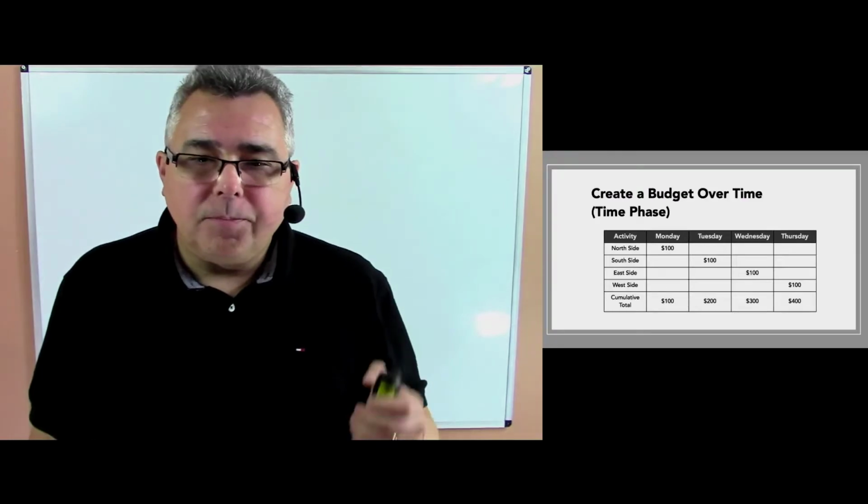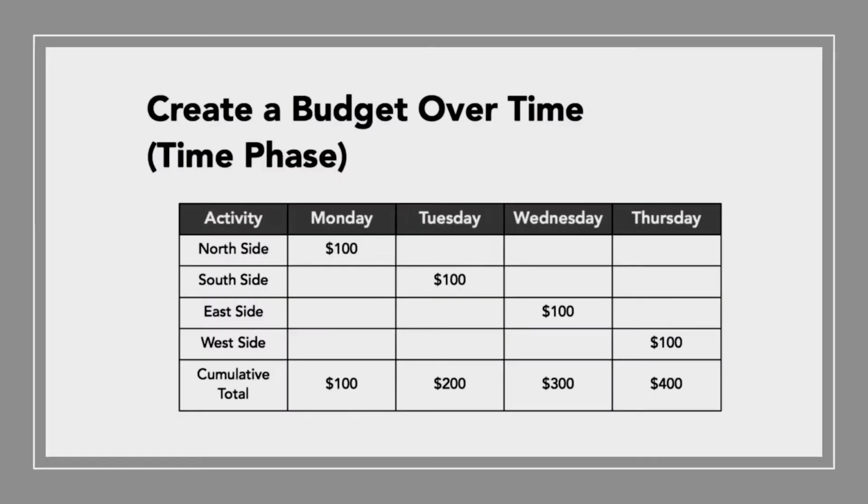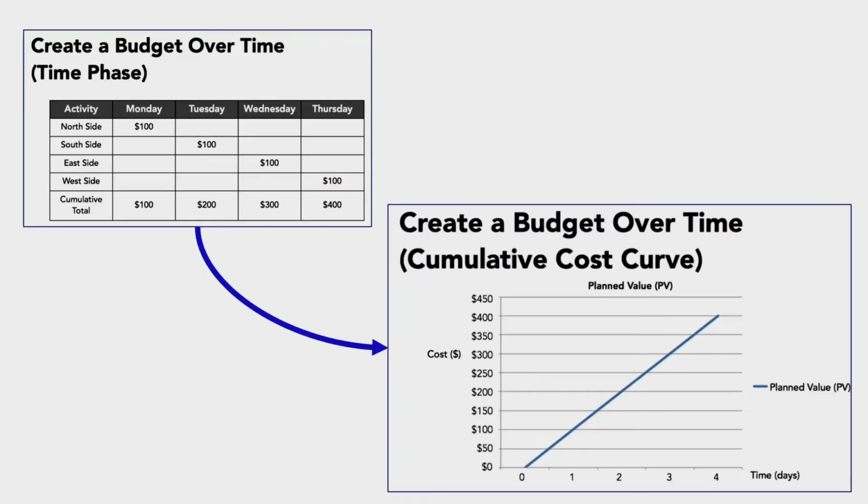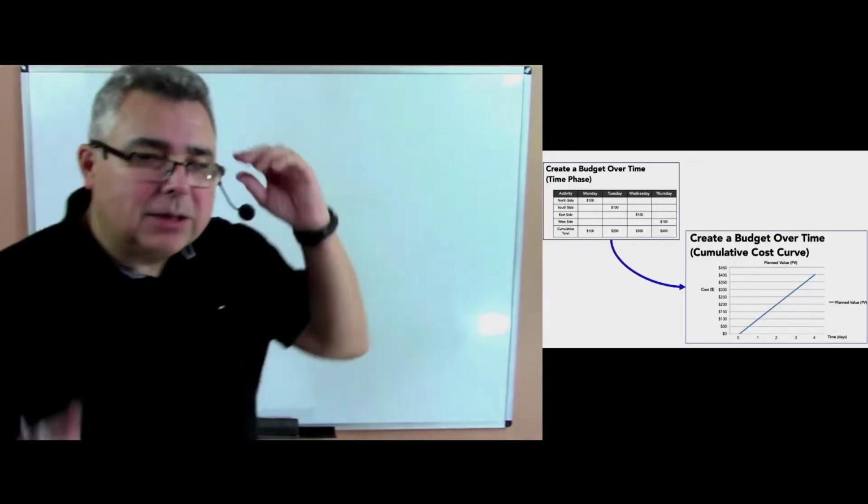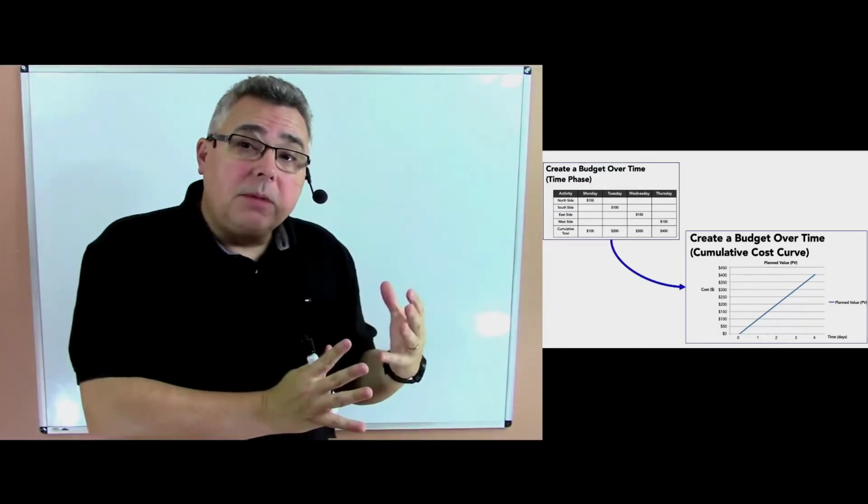We can have a time phase budget. You have Monday, we'll be doing the north side of the fence, and the budget for that north side is $100. On Tuesday, the schedule is to build the south side, and the budget for that south side is $100, and so on. On the bottom line, you have what's called the cumulative budget. That goes from 100, 200, 300, 400. From the Gantt chart and the budget, we can combine both and have the time phase budget. From the time phase budget, we can represent that as a graph. And what is that graph? You take the information from the time phase budget and put it in a graph.